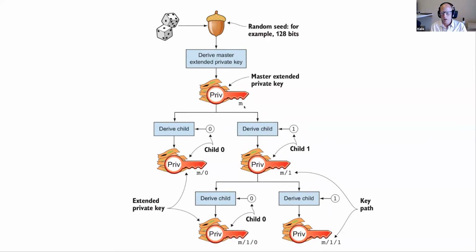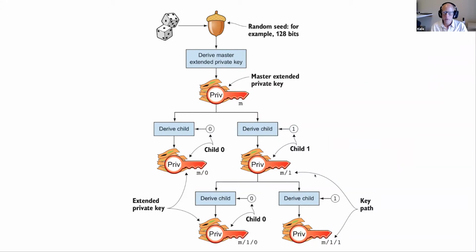like this. And each key has its own unique path. For example, this one here is M/1/0, which means that it's starting from master, index 1, which is this key, and then index 0, which is this key. And this one on top here is called master extended private key, and all the children and subchildren are called just extended private keys. And these ones are called key path.